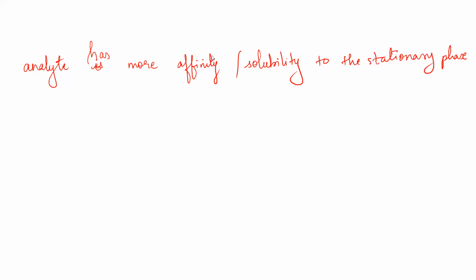Ma'am, it will come quickly. If it has affinity towards the stationary phase, so what will happen? It will adhere to the stationary phase. So will it leave the stationary phase quickly? No, ma'am. So it will go slowly. Depending upon your analyte, if your analyte has more attraction towards the stationary phase, it will come late.